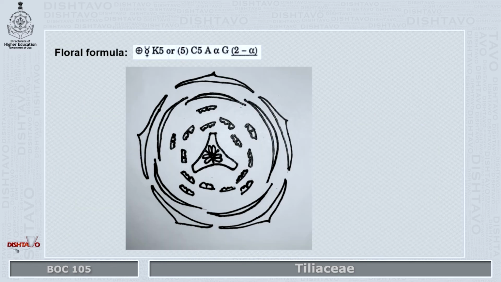insects. So this is the floral formula where you can see it is actinomorphic, hermaphrodite, calyx is 5, and it can be fused sometimes, and corolla is 5, androecium is indefinite, and gynoecium is 2 to indefinite, and the ovary is superior. Here you can see in the center there is axile placentation present.